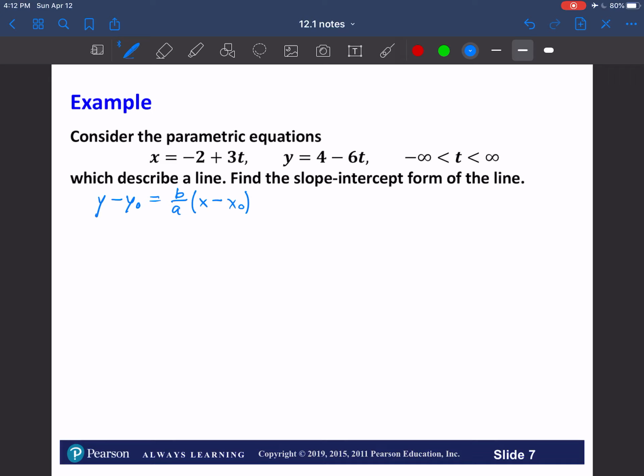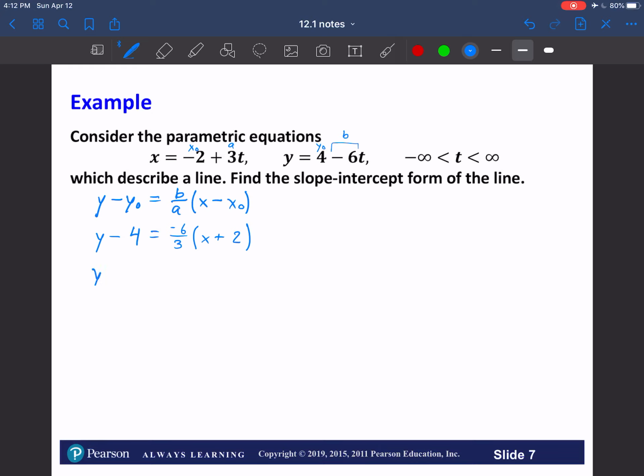So in this case, it's helpful to identify what all of our pieces are. Negative 2 is our x naught, 3 is a, 4 is y naught, and negative 6 is our b. So let's just replace all of that in our equation. We have y minus 4 equals negative 6 over 3 times x minus x naught, so that's really x minus negative 2, or x plus 2.